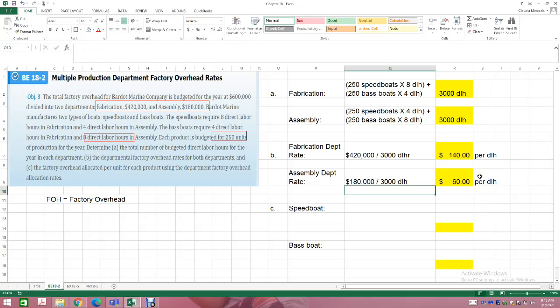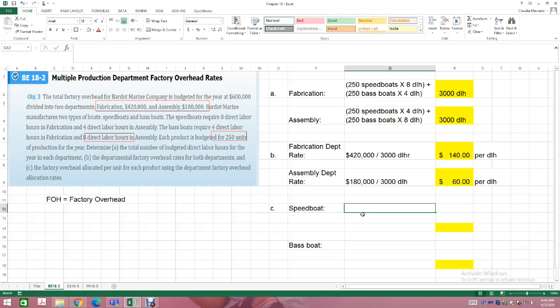Okay. Now I know that for every hour that my product is in the fabrication department, I'm going to charge $140. For every hour that it's in the assembly department, I'm going to charge $60. Okay. Now, letter C. The factory overhead allocated per unit for each product using the department factory overhead allocation rates. So we have to determine the factory overhead allocated per unit for each product. Okay, so now we're trying to figure out how much factory overhead I am going to allocate to the speedboat and to the bass boat.